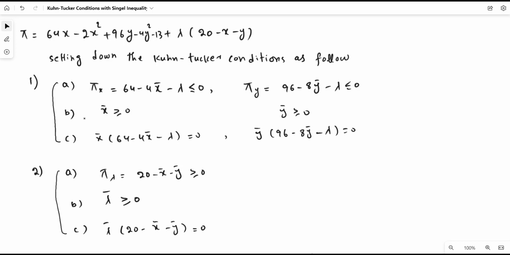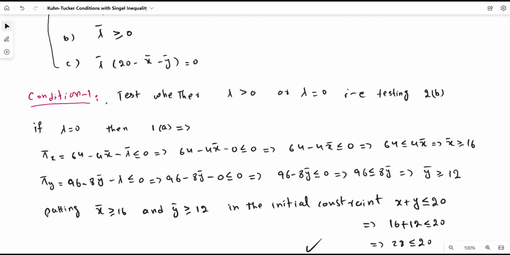Now we have to check these conditions. You have to report them, and then check these conditions one by one. How can we check it? Look at it. We start from 2b, this condition. Since it is at least equal to 0, it means that lambda bar is greater than 0 or lambda bar is equal to 0. So we are testing it, right? So where would we test it? We would test it in 1a.